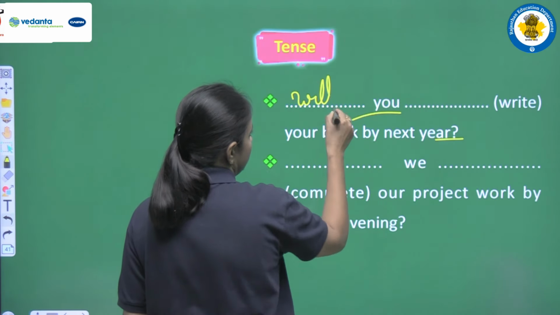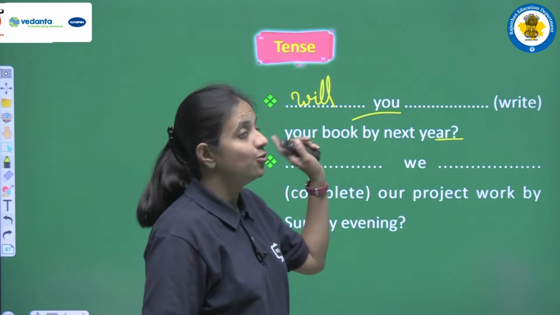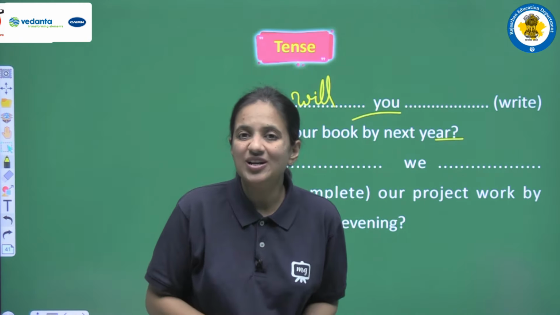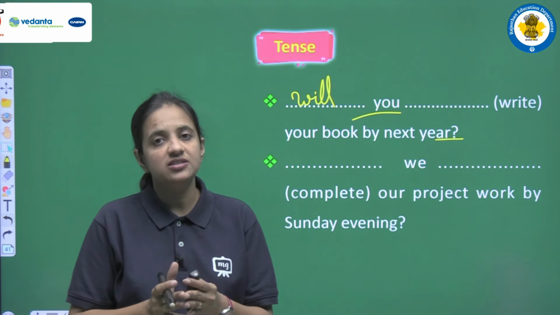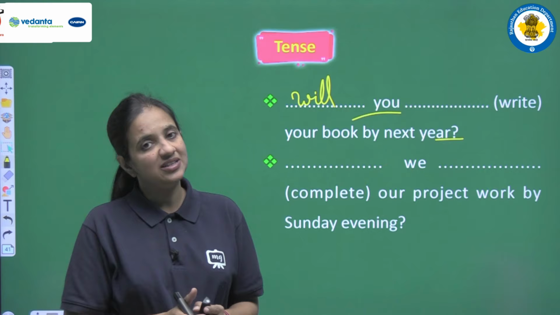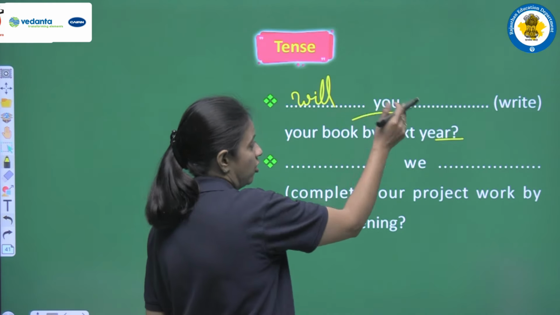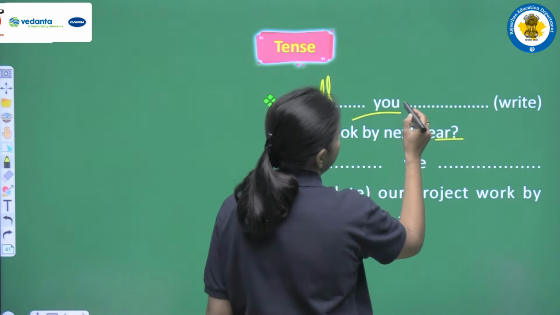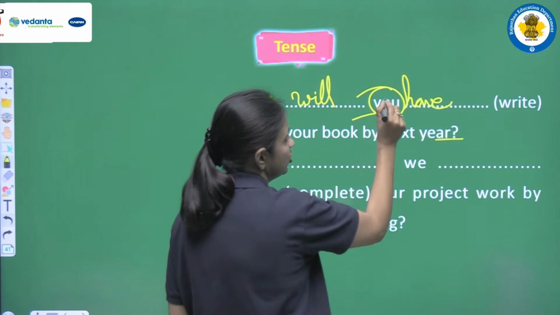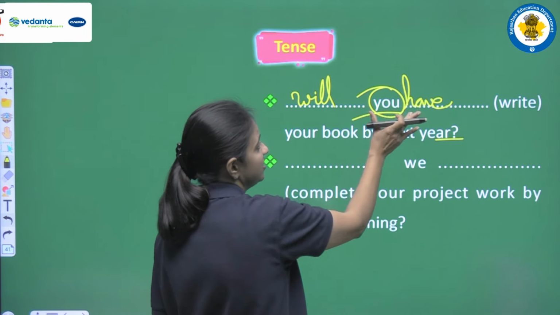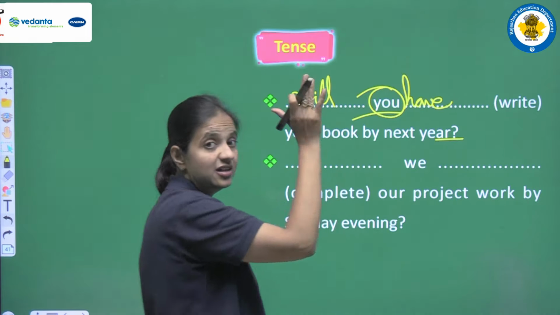And again we have to focus on this thing, that will have, these two words won't come together in the interrogative sentence, because the subject will be there in between. So we won't write have here, we will write have here after the subject. So yes, you is our subject and it will be there in between will and have, right?